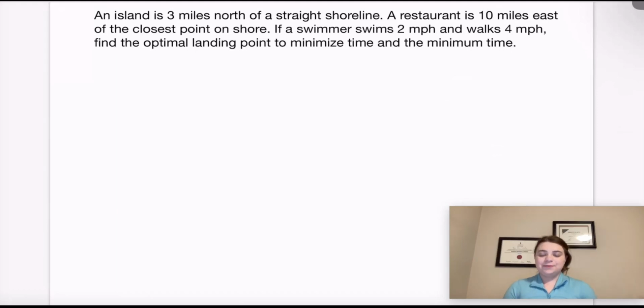Welcome back. Today we're going to do an optimization problem with the island and the shoreline and a restaurant. You've probably seen some version of this problem at some point in your AP Calc or Calculus 1 class, but if you haven't, here it is.